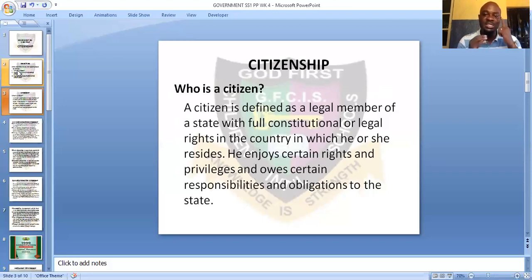A citizen is defined as a legal member of a state with full constitutional or legal rights in a country in which he or she resides. And you can also say that a citizen is a person who has privileges and legal rights in a particular country. And such a person enjoys all these privileges and owes allegiance, as well as responsibilities and obligations, to such a state.